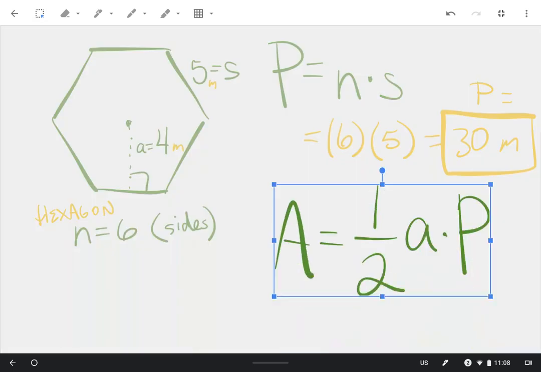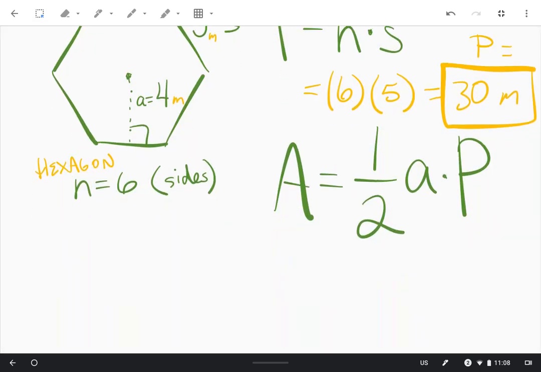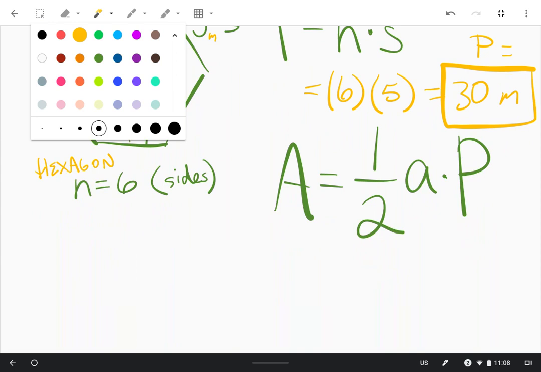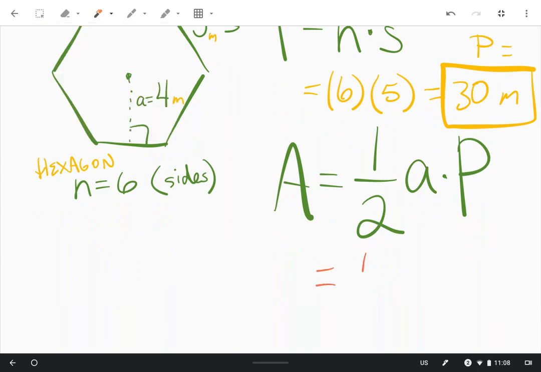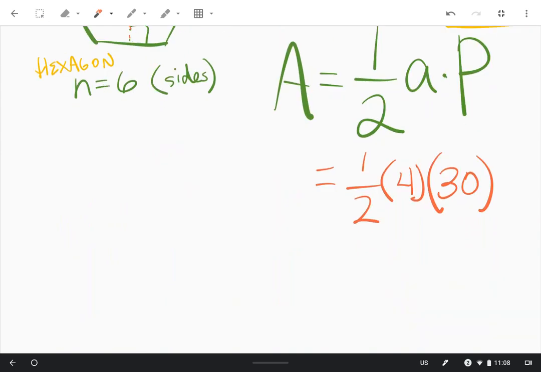The reason you have to do perimeter first is that the area formula actually incorporates the perimeter. So the area is 1/2 a times p. A is this value called the apothem. It's the distance from the center of the figure down to one of the sides that forms a right angle. It'll be given to you. The apothem here is 4, and the perimeter we found was 30. And then it's just a matter of working that out. 1/2 times 4 is 2, times 30 is 60. You can type that all into a calculator in one line, 60 meters squared.